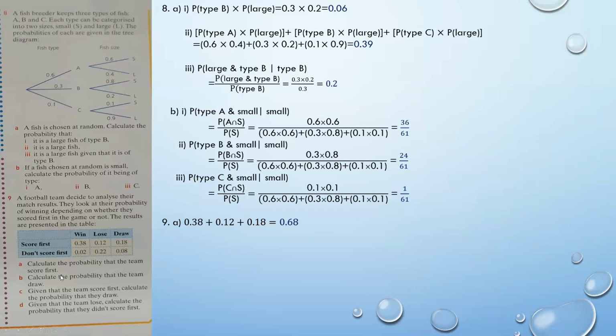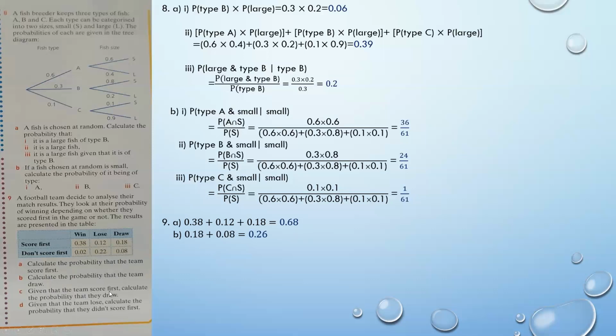Okay, so let's see part B. Calculate the probability that the team scores a draw. If the question is asking for a score draw, that means they want these two answers. It can be from score first or don't score first, as long as it's a draw. So actually you plus these two: 0.18 plus 0.08.